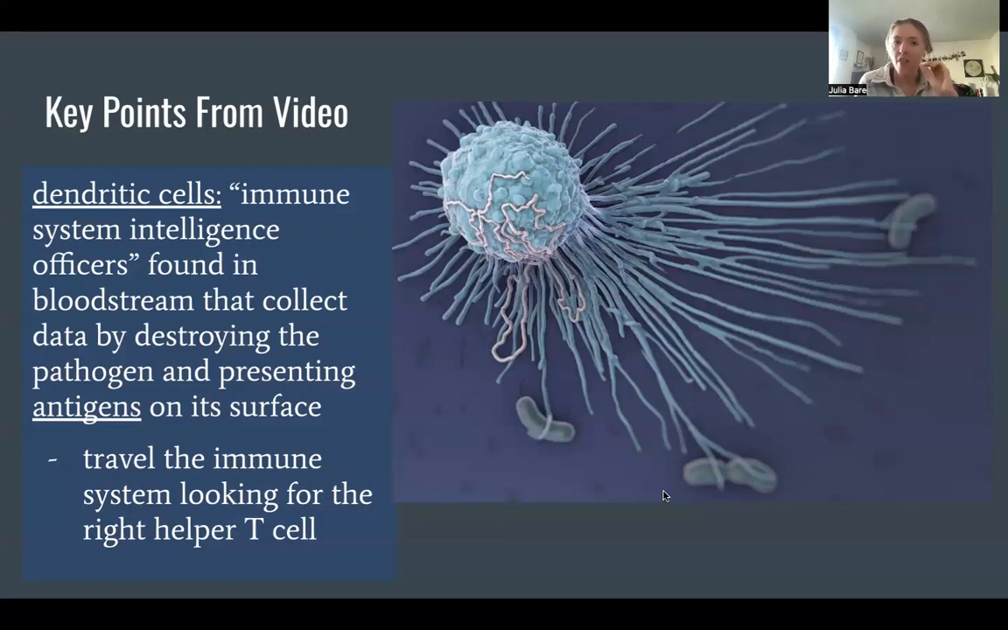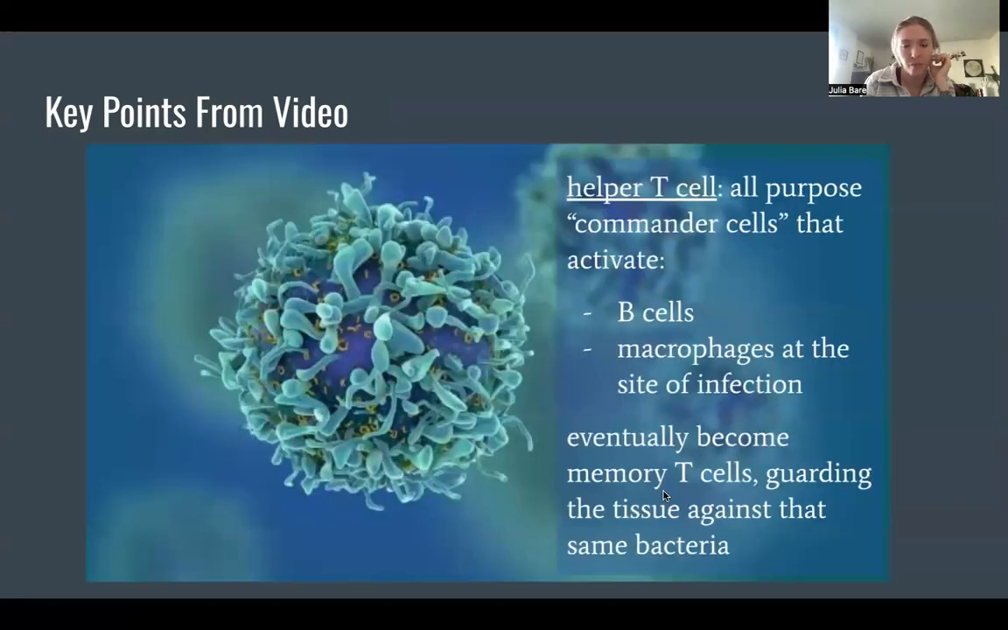So these guys, they are the background researchers. They are in the bloodstream. They find the appropriate pathogen, and then they say, okay, we've got this information. Now we're going to take this information and give it to the helper T cell.